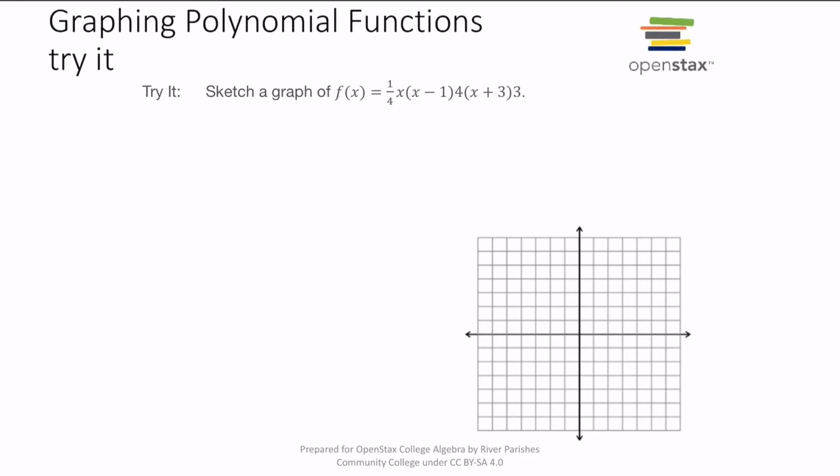So use the same principle now. Here you have 1 by 4 times x minus 1 to the power 4 and x plus 3 to the power 3. Pause the video right here and try to solve this problem.